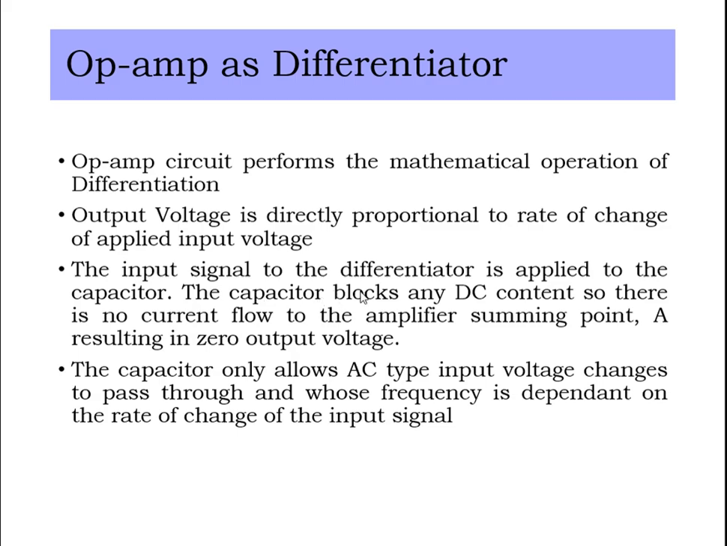The input signal to the differentiator is applied to a capacitor; in a differentiator we make use of a capacitor component. The input signal applied to the differentiator is directly applied to the capacitor. Therefore the capacitor blocks any DC content, so there is no current flow to the amplifier summing point, resulting in zero output voltage. The capacitor allows only AC input voltages to pass through, whose frequency is dependent on the rate of change of the applied input signal.